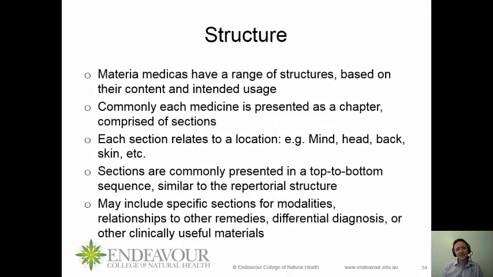So materia medicas have a range of different structures based on their content, which type of book they are, and their intended usage. But most commonly, each medicine is presented as a chapter, and each medicine is broken up into different sections. And usually what we see is each section relates to a location. So remember, we've got location, sensation, modality, concomitant. We often categorize stuff in our homeopathy books under the location heading.